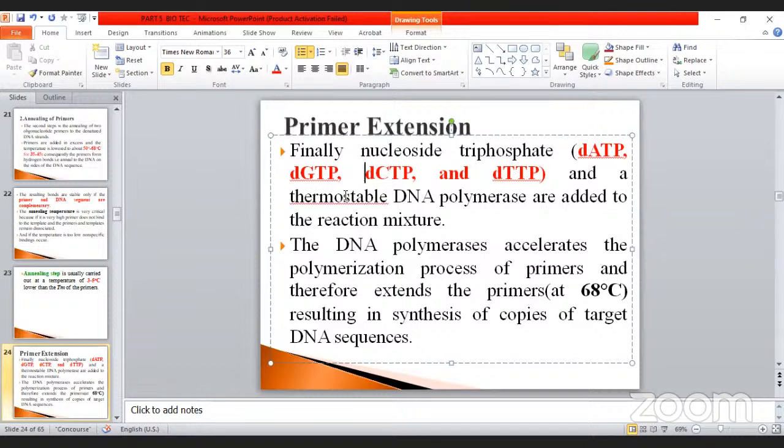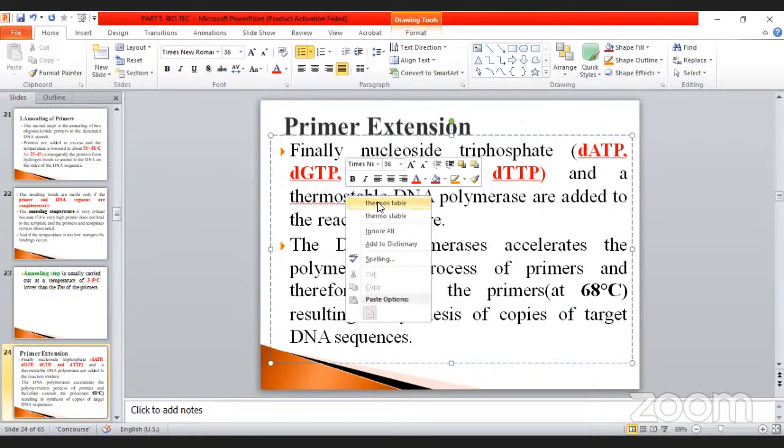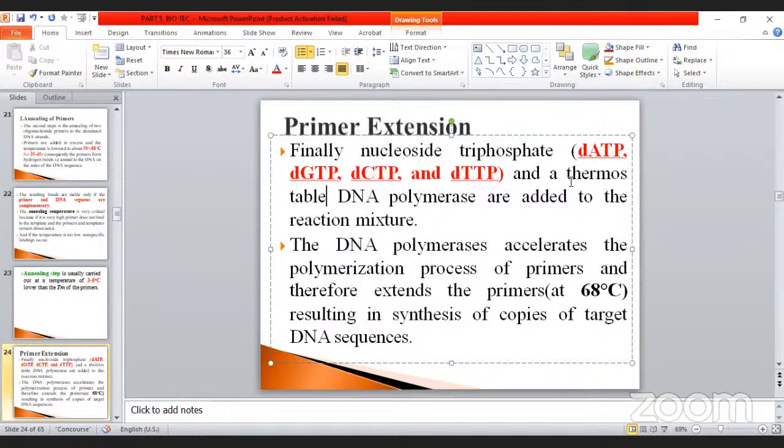And the thermostable nature is also very, very important. It will not easily denature. Suppose if it denatures, what happens? The reaction is not completed. DNA polymerase is added to the reaction mixture. That is also very, very important. This is the enzyme, this is a cofactor, and the DNA molecule is already present in it. So three are involved. Then the DNA polymerase accelerates the reaction.